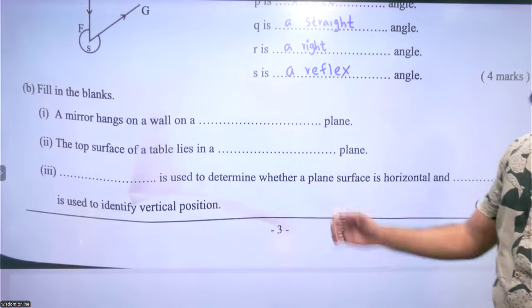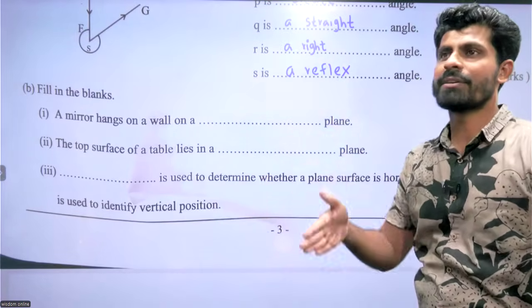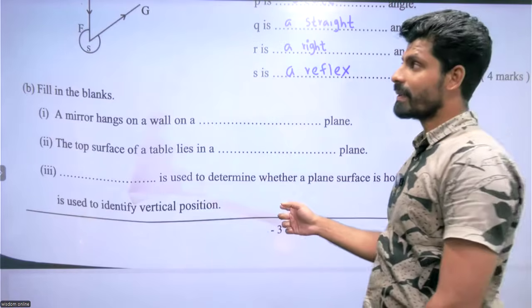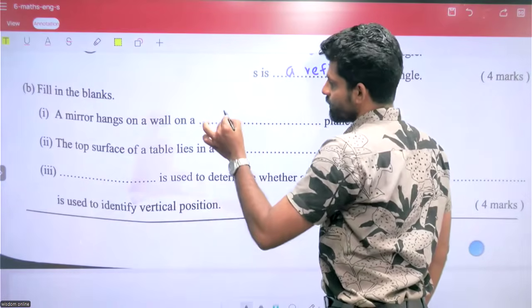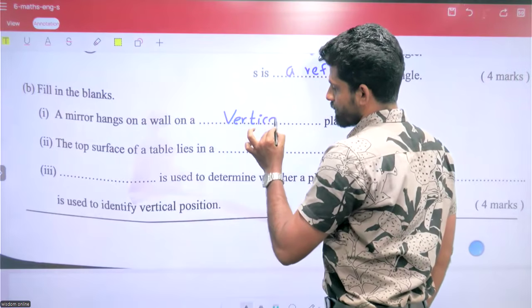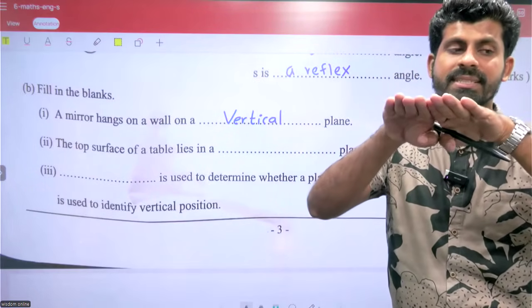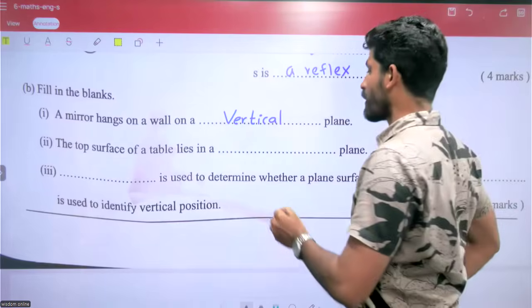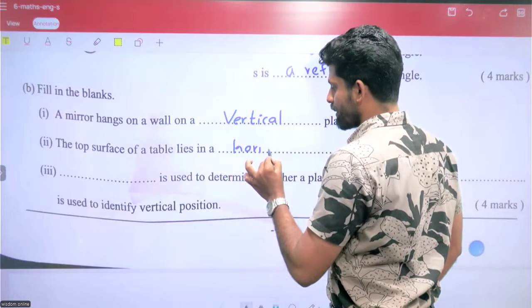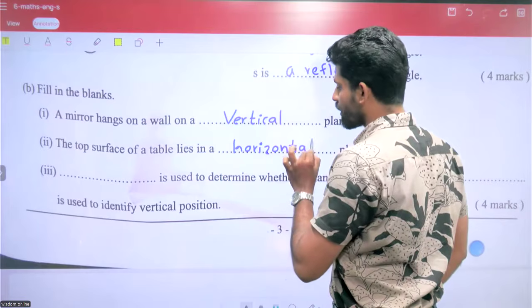A mirror hangs on a wall. Is it on a vertical or horizontal plane? Vertical plane, right? We can write down vertical plane. The top surface of the table lies on a horizontal plane. Horizontal plane, right? That means horizontal plane.